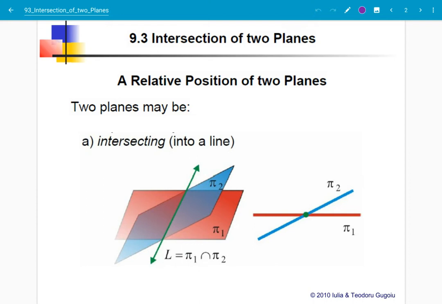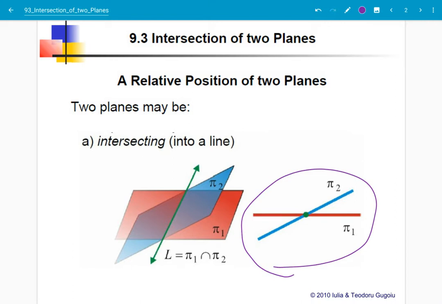Right. Intersection of two planes. There are three geometries. And here we have intersecting of a plane with another plane where the intersection is a line. So there'll be a line of intersection.